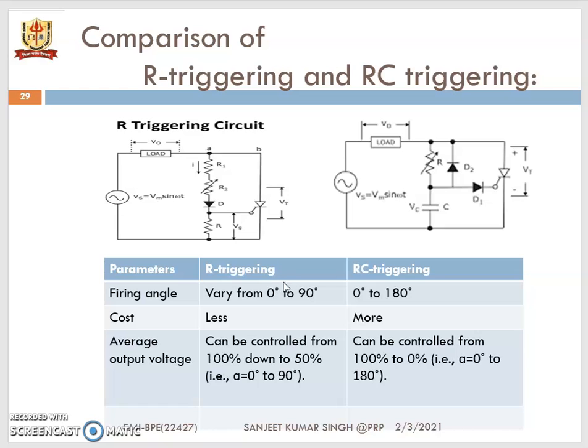So here we have the comparison of the two methods, R triggering and RC triggering. Firing angle can be varied from 0 to 90 degree in R triggering, whereas for RC triggering it is 0 to 180 degree. R triggering is less costly, RC is more costly, and power control is 100% to 50% in R triggering, whereas it can be controlled from 0 to 100% in RC.